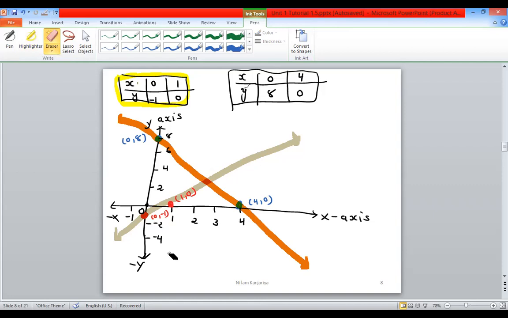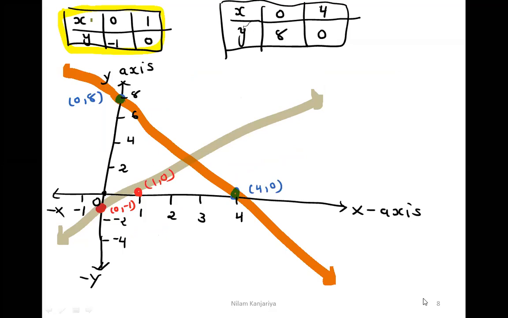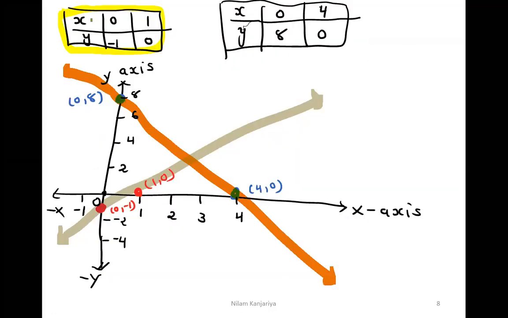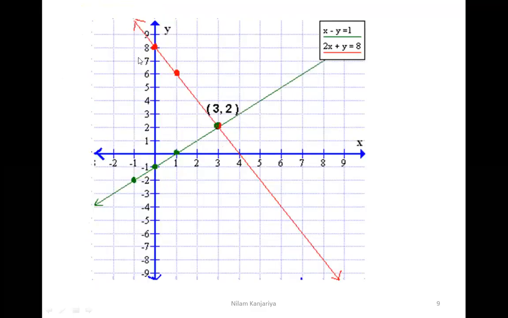Now look here. I told you the exact value. So you can draw these two lines and this is your exact value. Its x is 3 and y is 2. Look here, by guessing it's maybe, but not sure. This is exactly 3 and this is 2. So this is your answer.